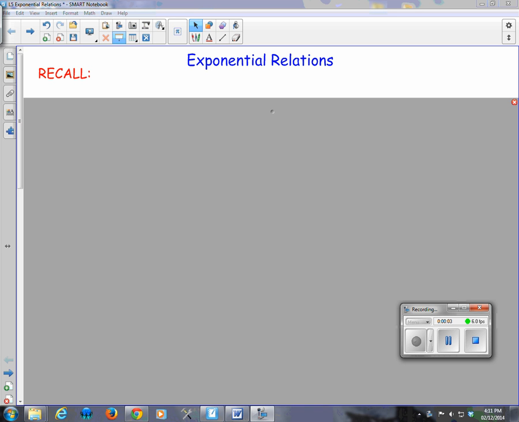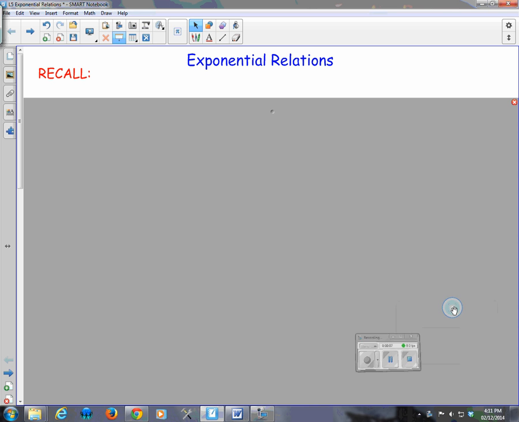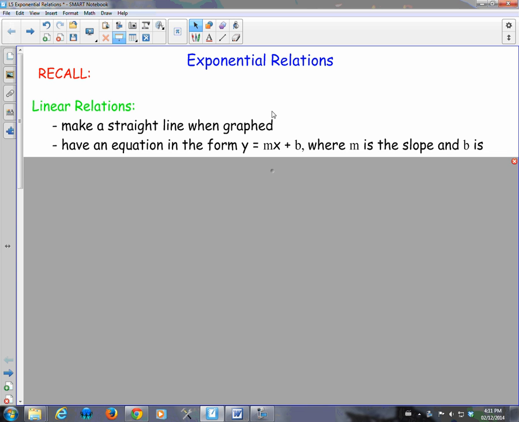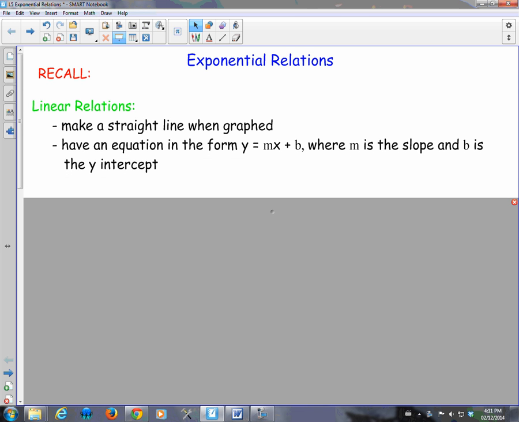Unit 4, Lesson 5, we're going to take a look at graphs and exponents. So we have looked at some different types of graphs this year. One is linear graphs. They make a straight line when graphed, and they have the equation y equals mx plus b. M is the slope, and b is the y-intercept. That's one type of relation.